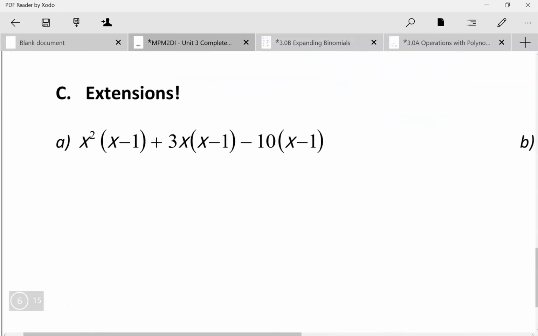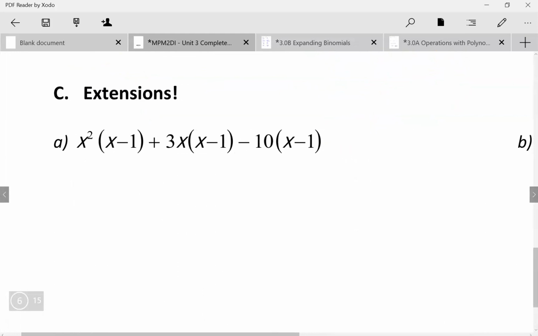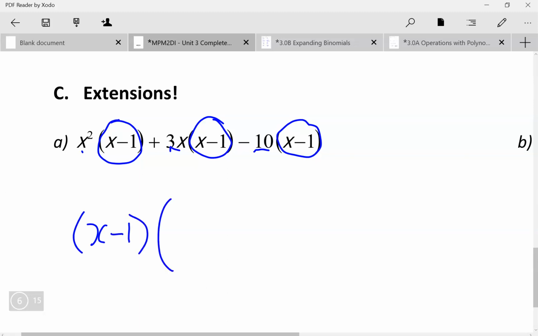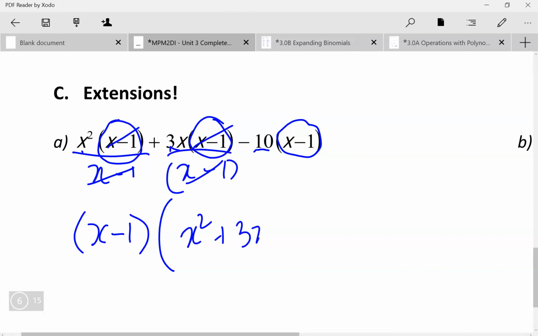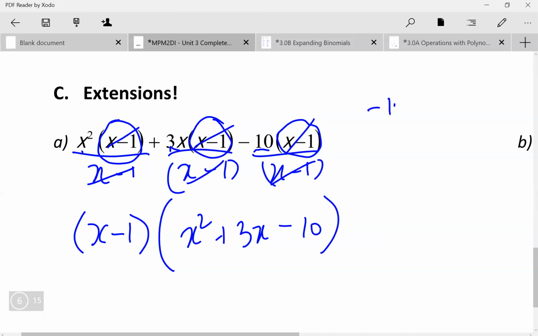Okay, let's do some extension questions. Again, this is not that much more difficult, because first we see that this does not look like a regular x squared plus 3x plus constant. It has an extra x minus 1 sitting over here, but that can be easily corrected by just factoring out that bracket. So what I'm left with, if I divide each term by what I factored out, is x squared plus 3x minus 10. Ta-da! Now I again have a simple trinomial.